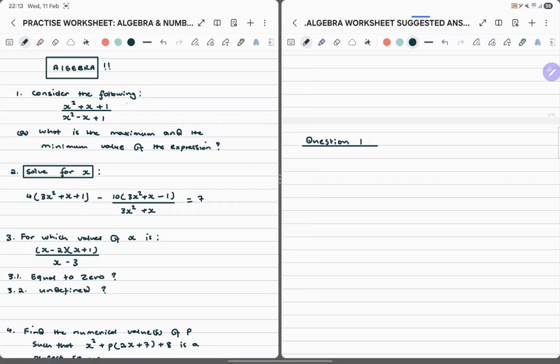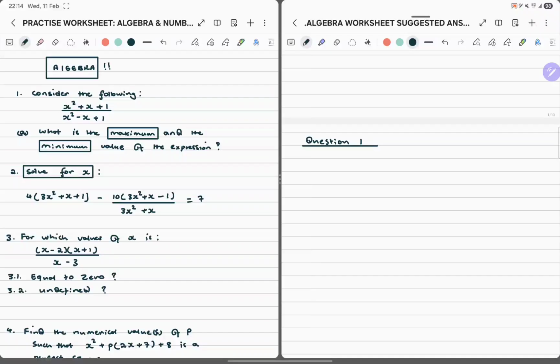Right, now let's consider the following. We've got x squared plus x plus 1 all divided by x squared minus x plus 1. Now, the question that we need to answer here is, what is the maximum and the minimum value of the expression? So essentially, our key activity is to uncover what is the maximum and the minimum for the expression. Of course, we call these rational expressions. Some may even call these rational functions or rational equations, depending on the setup, of course.